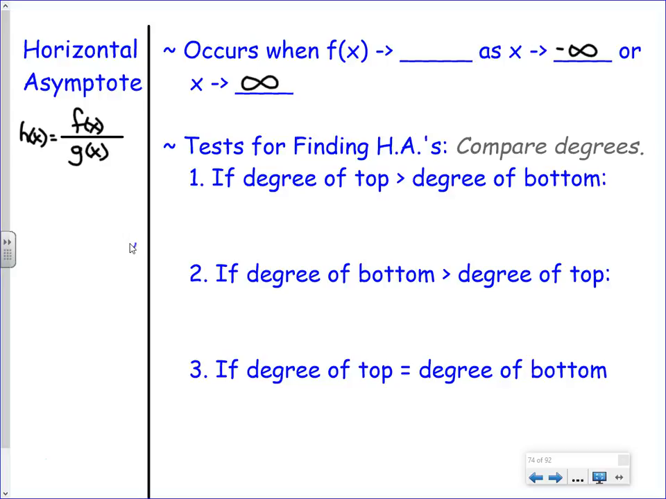What's going on if x approaches negative infinity or positive infinity? Where are we headed in our graph? X, horizontals. If x goes to positive infinity, what's going on? We're going to the right. And if x goes to negative infinity, we're going to the left.